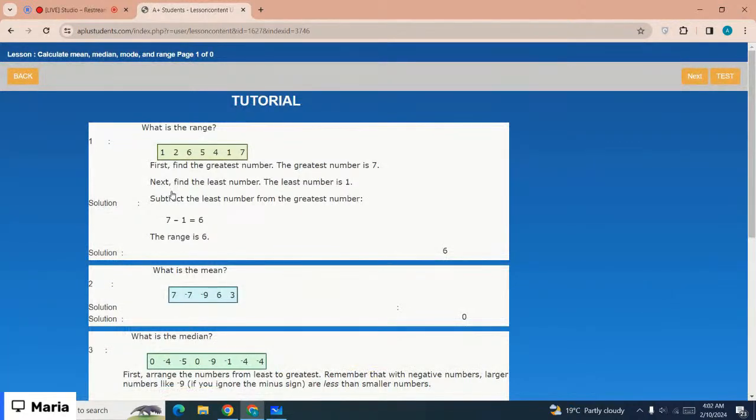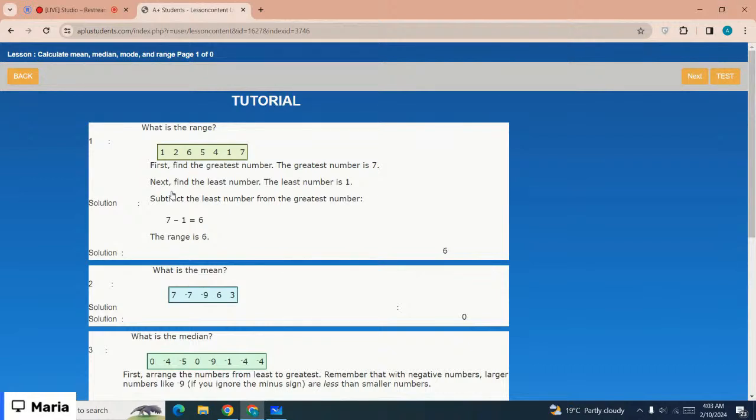Okay, what is the range? You have to calculate the range. You are given a data set. The values are 1, 2, 6, 5, 4, 1, 7. Whenever you need to calculate the range of the data, you have to find two things from the data, the least number and the greatest number, right? Then you have to calculate the difference of the greatest and least number, that is actually the range, right?